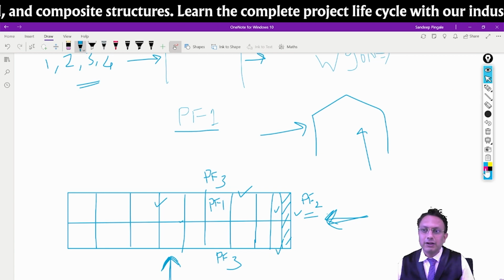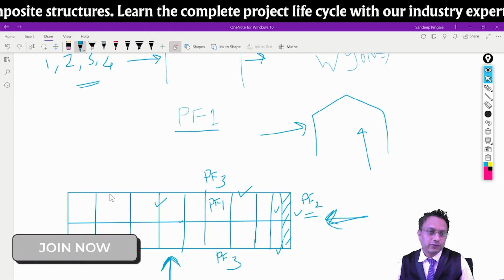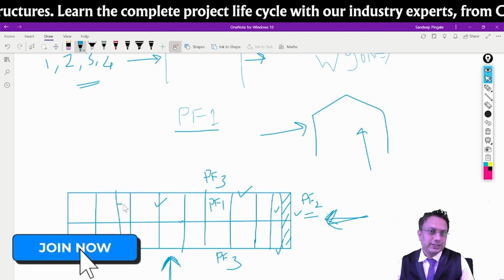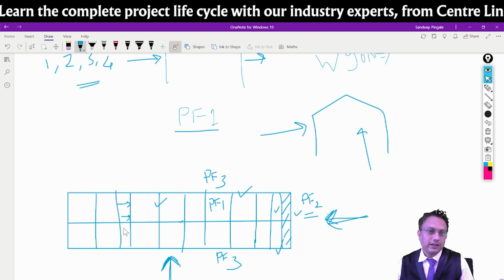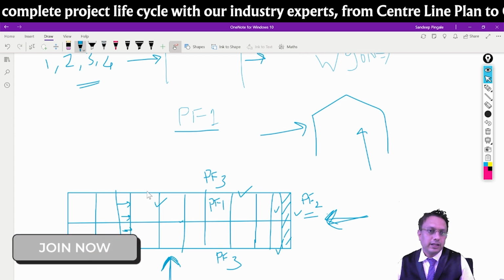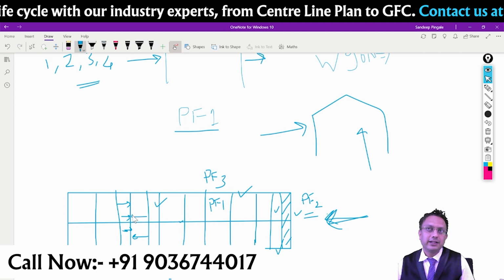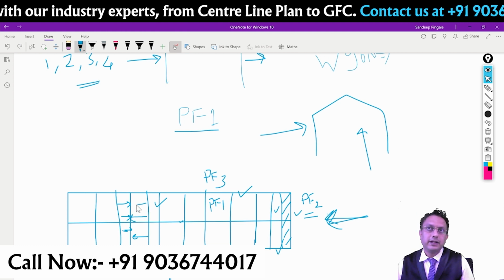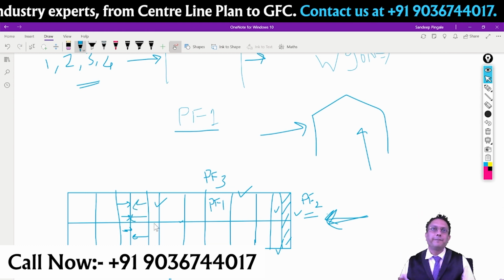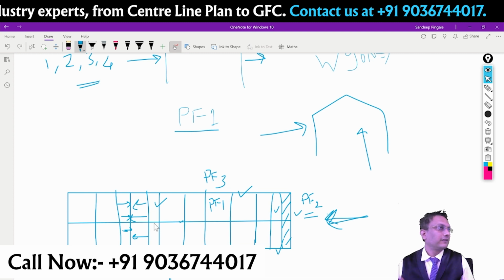Here it will be the complete roof. Half portion from this side and half portion from the other side. Understood? Got it?